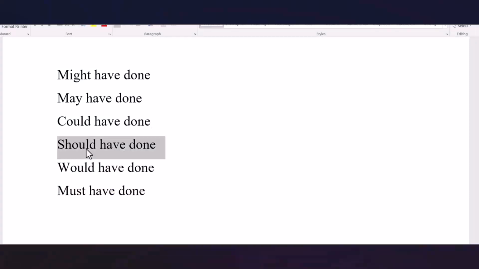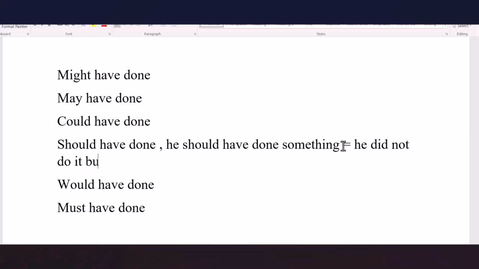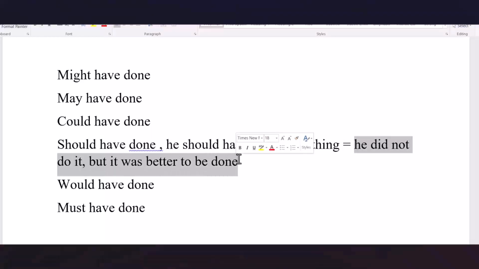Now it's time to talk about should have done. Should have done gets across ideas in a different way from could have done, may have done, and might have done. Let me demonstrate its function with an example. When you say you should have done something, or better, he should have done something, you mean he didn't do it, but it was better to be done. You see, he should have done something equals this sentence: He didn't do it, but it was better to be done.